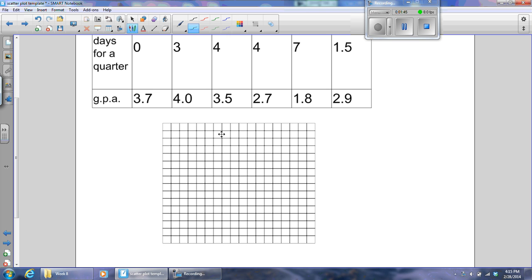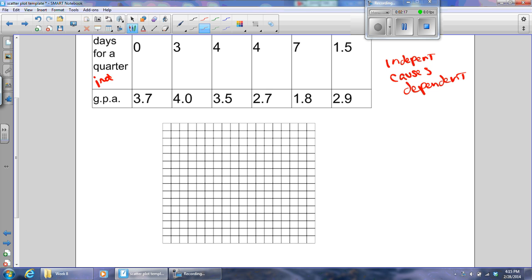When you're making your scatter plot, it is important to know which variable is your independent variable and which is your dependent variable. I'll give you a hint: the independent one causes the dependent variable. So do you think the GPA causes the number of days a kid misses, or do you think the number of days might have an effect on their GPA? Well, this is your independent variable.